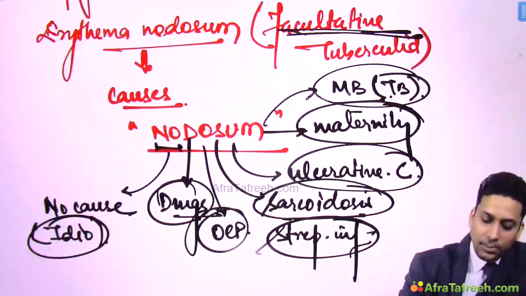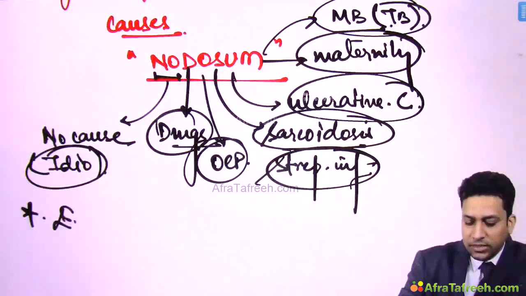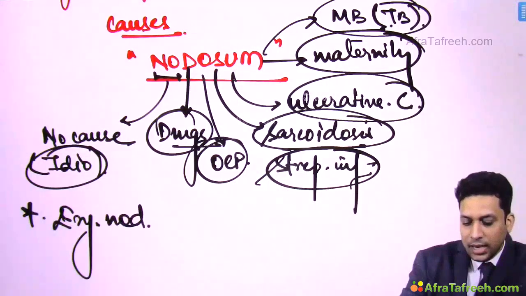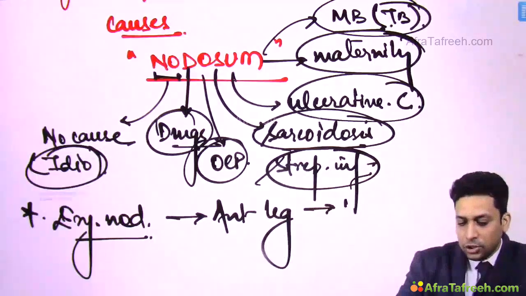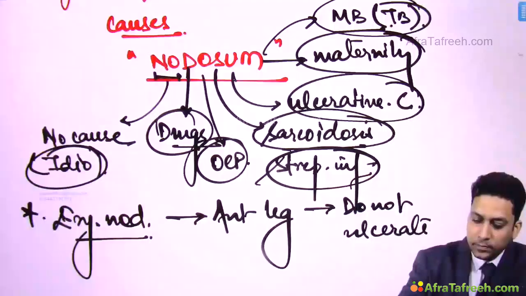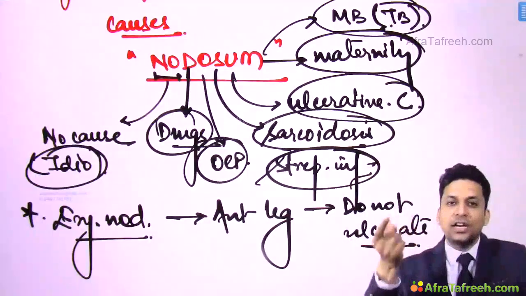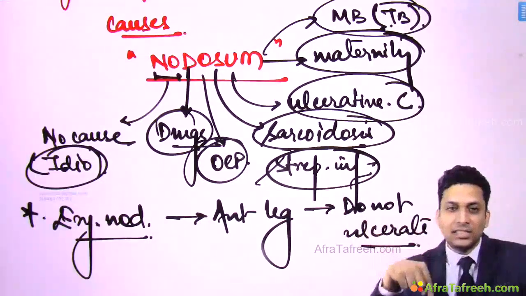Now what is the presentation of erythema nodosum? Erythema nodosum also presents with erythematous nodules like in erythema induratum, but these are present over the anterior leg, which do not ulcerate. So sites are different. Induratum over posterior leg, nodosum over anterior leg; they ulcerate while these do not ulcerate.